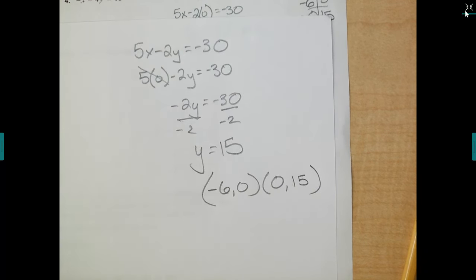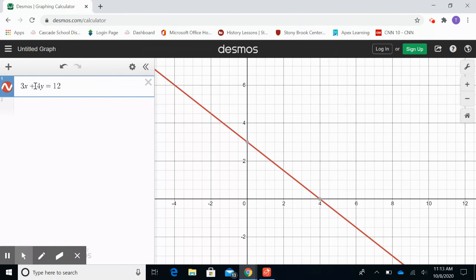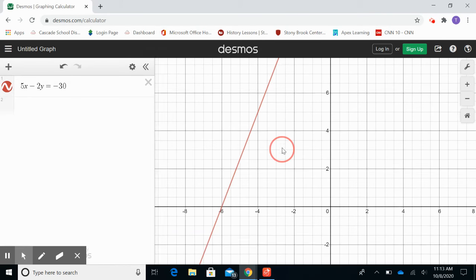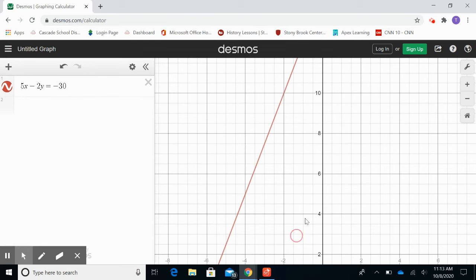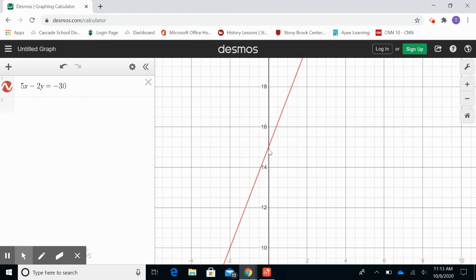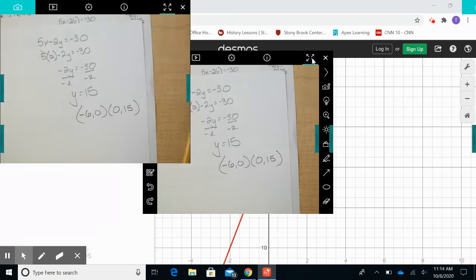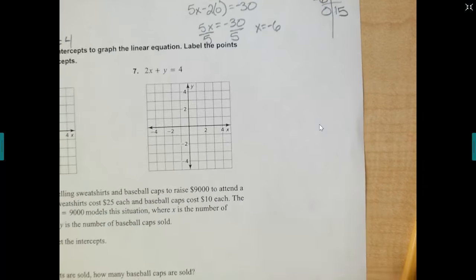So let's go check it. If I have 5x minus 2y equals negative 30, all right, here we go, negative 6, 0. That's what I got, negative 6, 0. And then we have 0, 15. Let's check. Oh, look at that, 14, 15, 16. 0, 15. Perfect. All right, we're crushing it. Okay, let's look at the next.